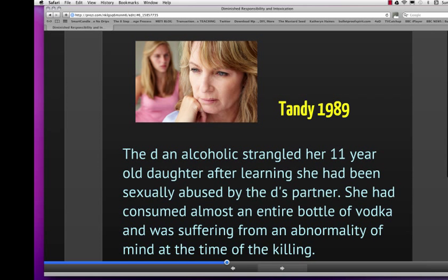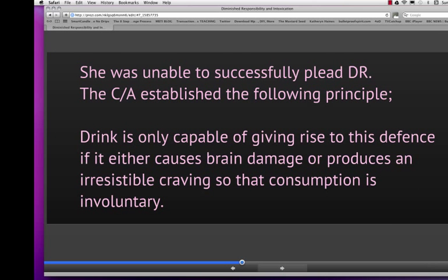Tandy came after Gittins a few years later, 1989, and the defendant was an alcoholic who strangled her 11-year-old daughter after learning she had been sexually abused by the defendant's own partner. She had consumed almost an entire bottle of vodka and was suffering from an abnormality of mind at the time of the killing. She was unable to successfully plead diminished responsibility, and the Court of Appeal established the following legal principle.